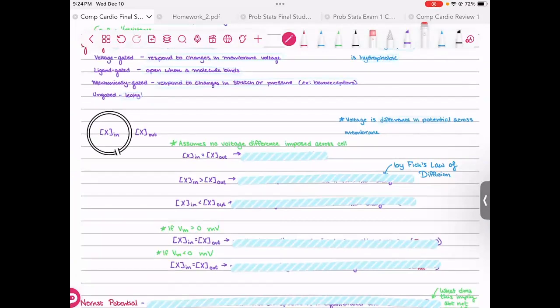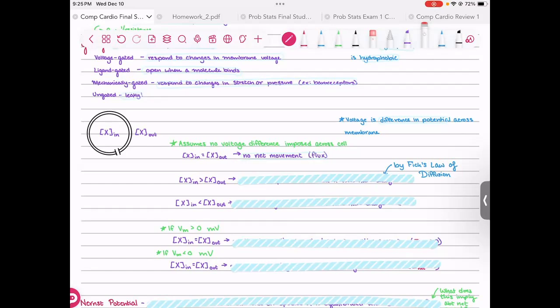We can define voltage here as the difference in potential across the membrane, and this is going to come up a little bit later. If we assume no membrane voltage difference imposed upon the cell and we just look at diffusion, we're going to be thinking back to Fick's law from biological models and simulations last semester. If the concentration of ions is the same inside as it is outside, there's going to be no net movement of ions, therefore no flux.